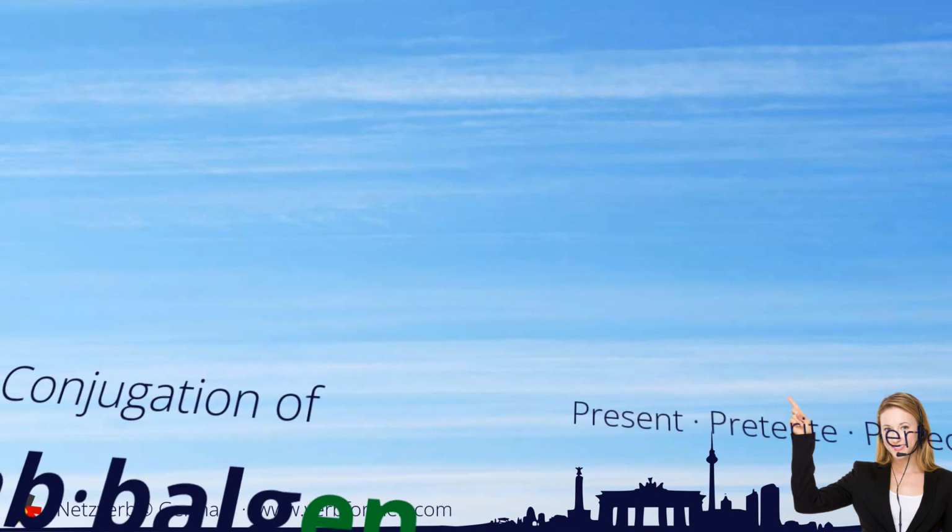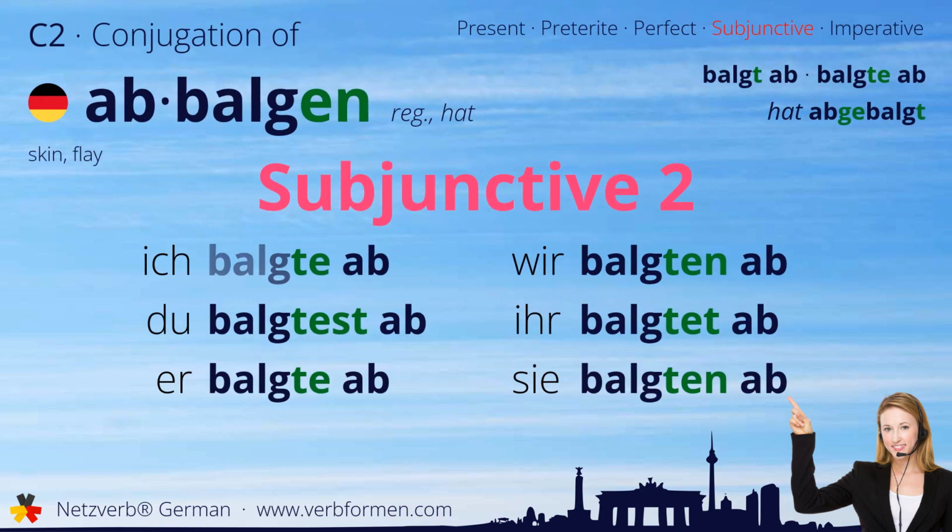Now we move on to the subjunctive two. Ich balgte ab. Du balgtest ab. Er balgte ab. Wir balgten ab. Ihr balgtet ab. Sie balgten ab.